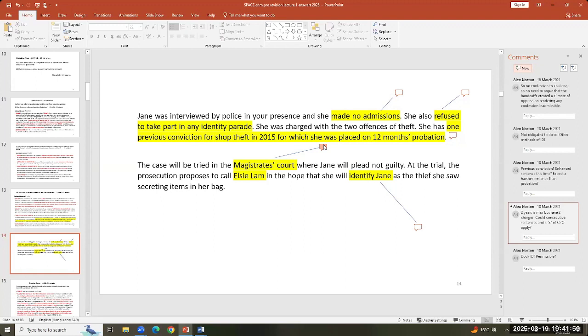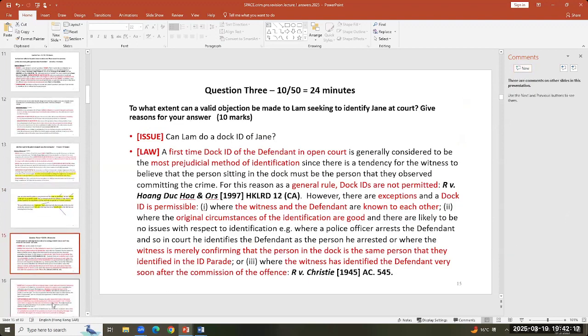At trial, the prosecution proposes to call Elsie in the hope she will identify Jane. So, of course, now we need to think about, is this a doc ID and is it permissible? So those are the clues from this fact pattern. So let's see, we have 10 marks here. So to what extent can a valid objection be made to Lamb seeking to identify Jane in court? Give reasons for your answer. So can she do a doc ID?